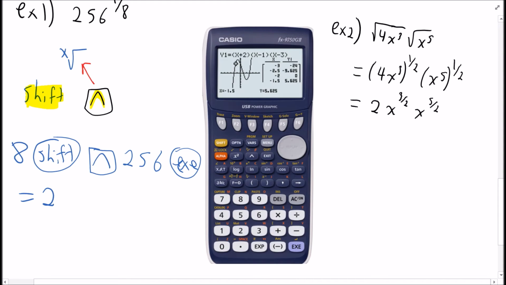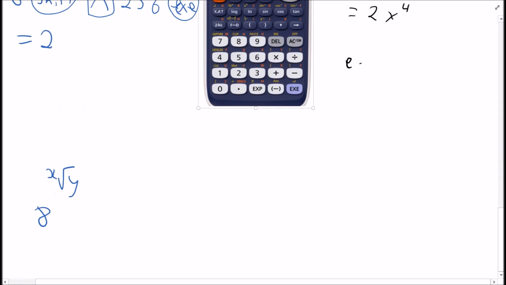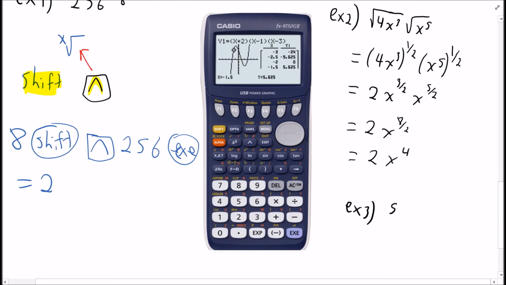Now remember, if I want to combine these, because I have the same base, I can then combine it, and it's x to the 3 over 2 plus 5 over 2, which is 8 over 2. But 8 over 2 is just 4. So it'd be 2x to the power 4 as the answer.